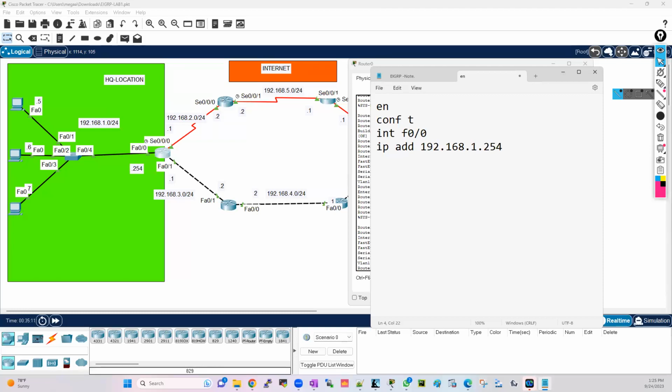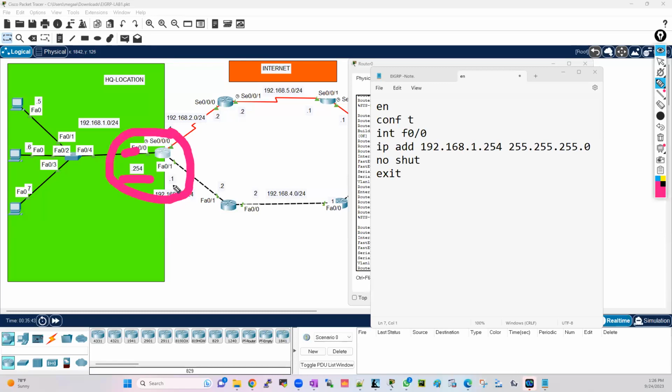1.2.1.254. And the subnet mask is what? 255.255.255.0. We enter, and then no shut, and then exit. I thought it's 192.168.2. No, this is it here. For this interface, there's nothing .2 in this router. Everything here will be .1, .1, and .254.